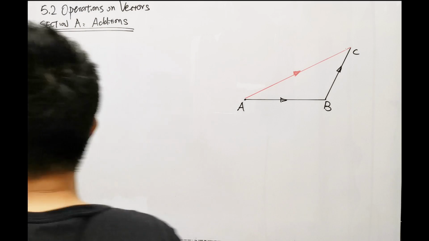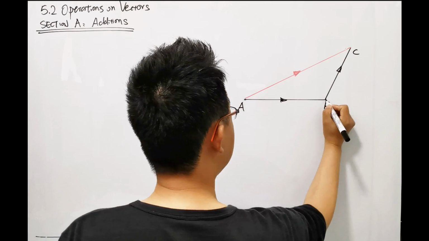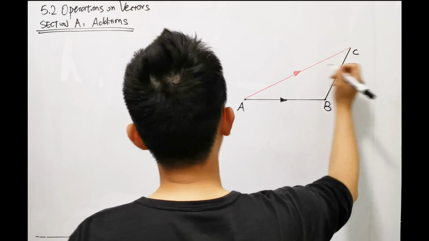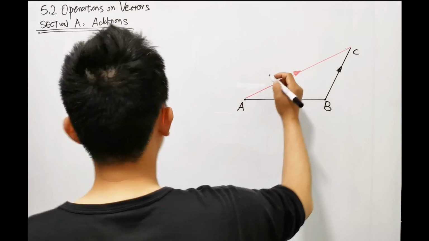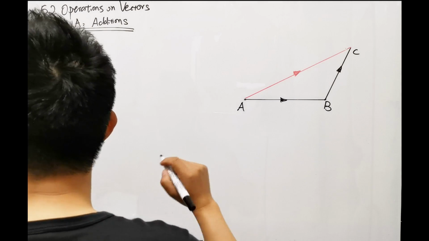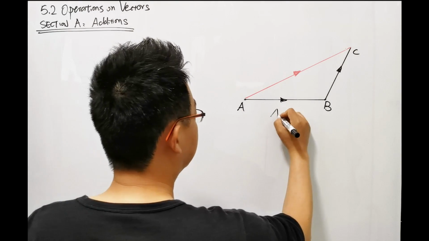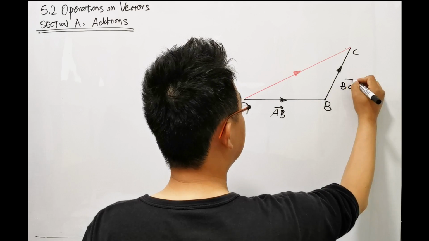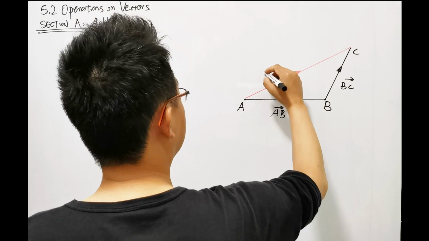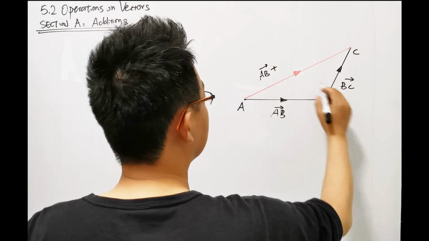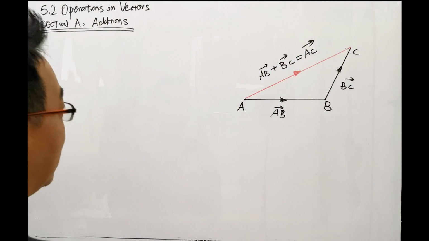So from here we can form a triangle. From point A to B and then from B to C, the combined effect is a translation from A to C. So we can see this combined effect is the addition of vectors AB and BC, which equals AC. That means AB plus BC equals AC.